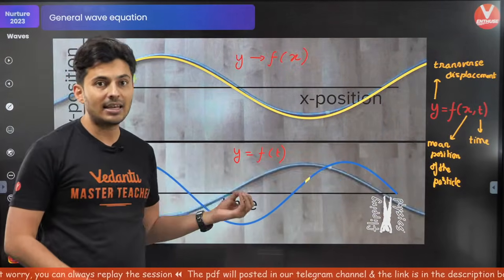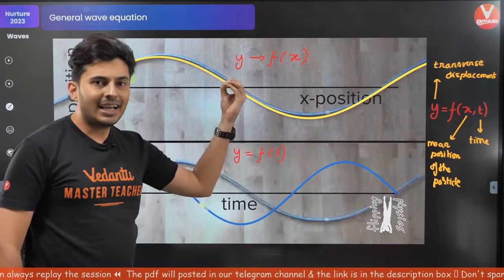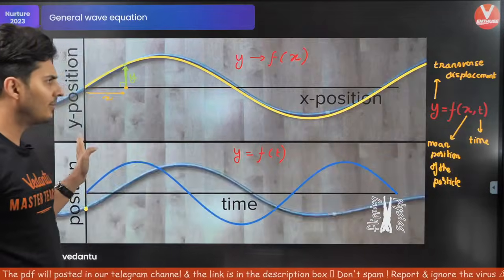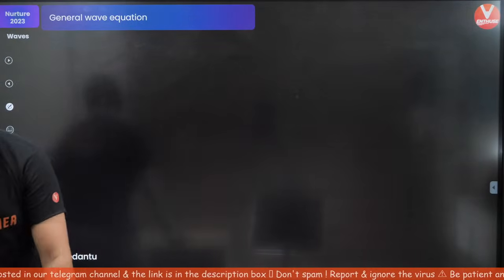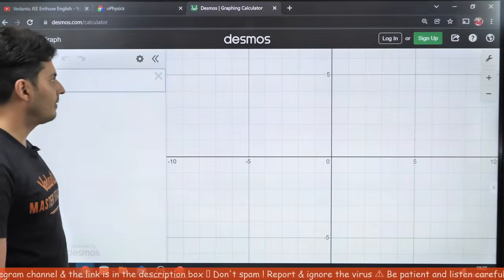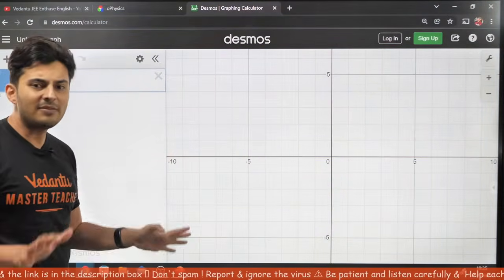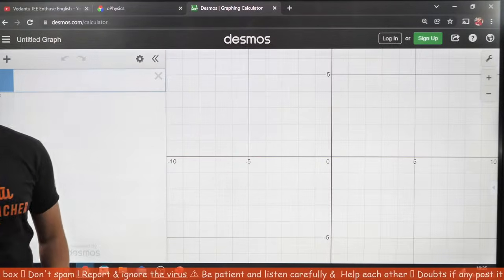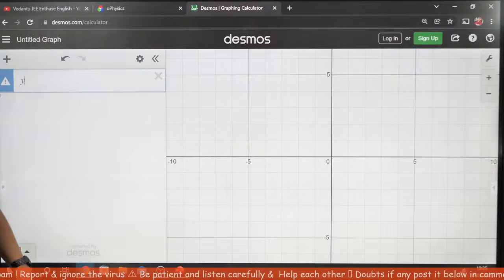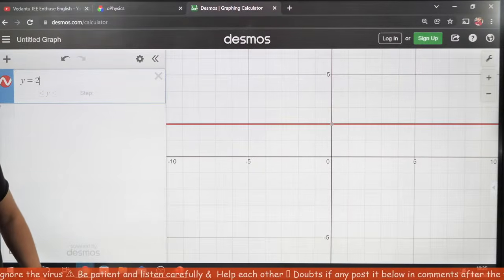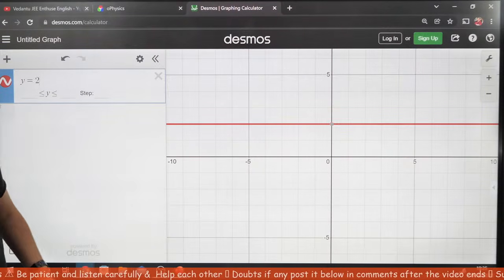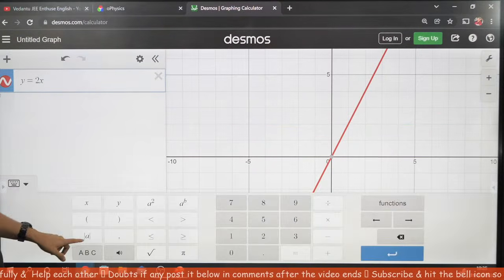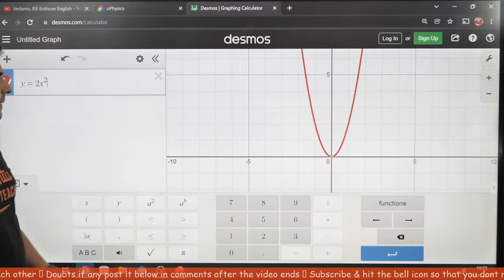Now, here is the challenging part. Does any function as a function of x and time represent a wave? That's what we are going to focus on. And for that, let me bring a graph on your screen. So does any function as a function of x and t give you a wave equation? Let's try this out. Let's say I write y is equal to, I don't know, 2 into x square. Yes, 2 x square. Look at this.